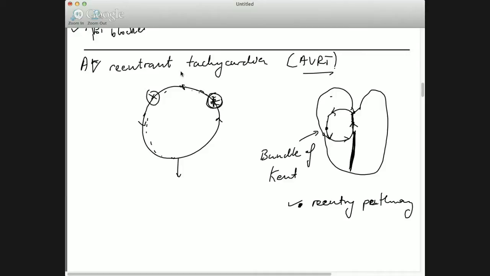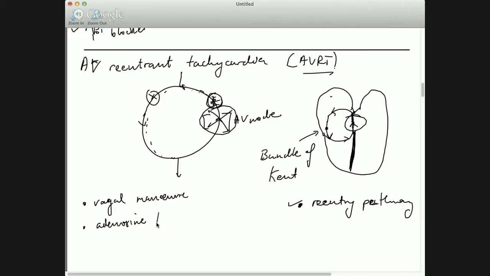Okay, so the really convenient thing is that this tissue is AV nodal tissue. That region is the AV node. Now that is quite useful and very convenient for us because we know exactly how to block the AV node. You can use vagal maneuvers, such as the Valsalva maneuver. You can use adenosine. And if you remember, the contraindication for adenosine is what? What is the contraindication for adenosine?